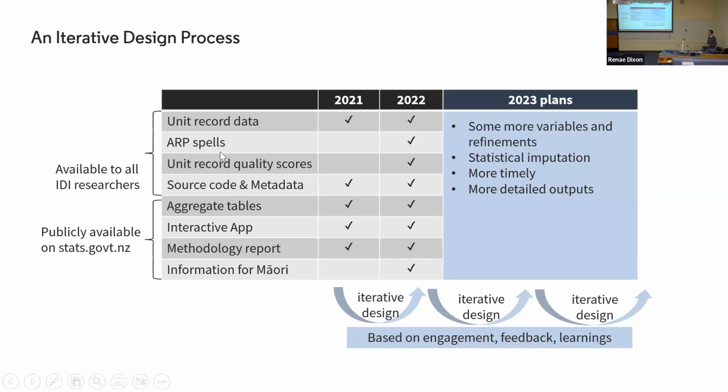One new addition this year is that we've added a spells table, meaning that you're not bound to that 30th of June reference date. You can actually produce the population and the added attributes for pretty much any day, any reference date between 2006 and 2020. There's certain limitations. I don't want to go into details too much. We've also added some unit record quality scores in the unit record data. So really each attribute for each unit record comes with a score of how good we think that particular value is.